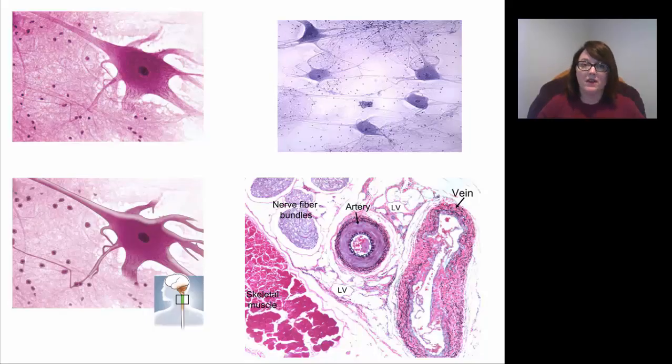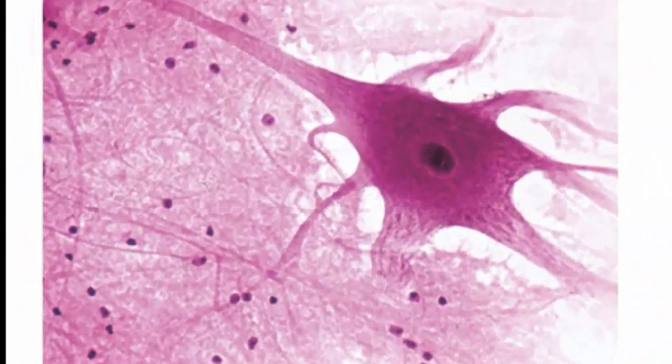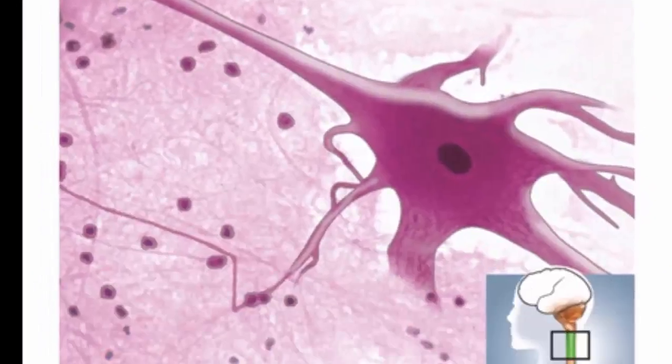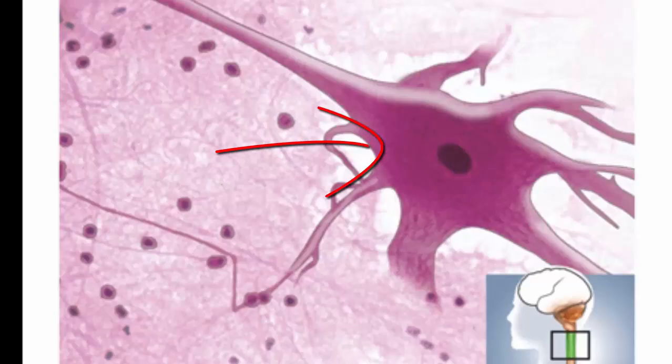Over here on the left-hand side of the screen, up top we have an actual histological slide of nervous tissue from the spinal cord, and down below it is the artist's rendition. They look very similar. The very large cell that we see, that's called a neuron. And the neuron is the cell in the nervous tissue that's responsible for the high-speed electrical and chemical communication.